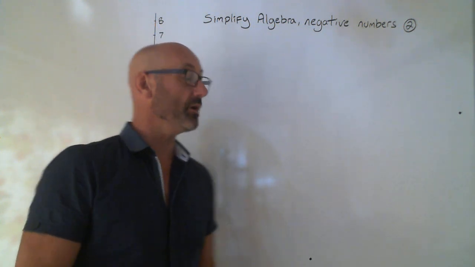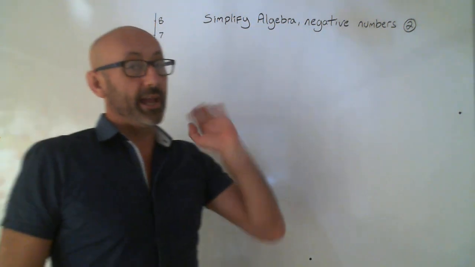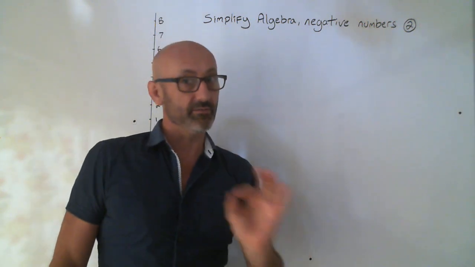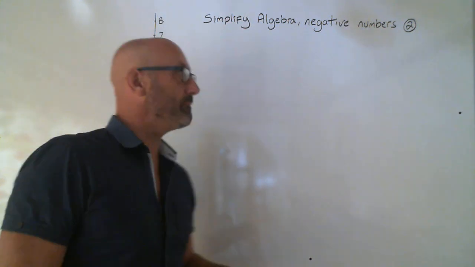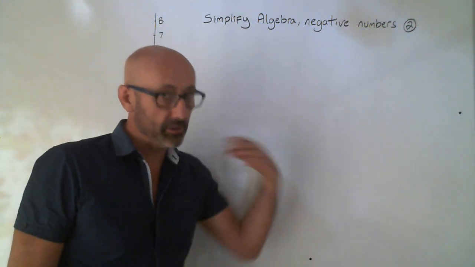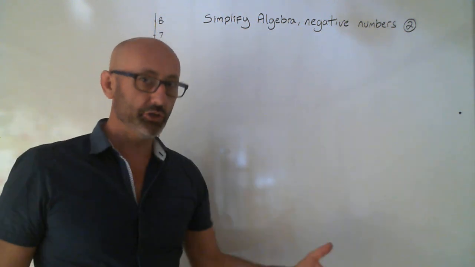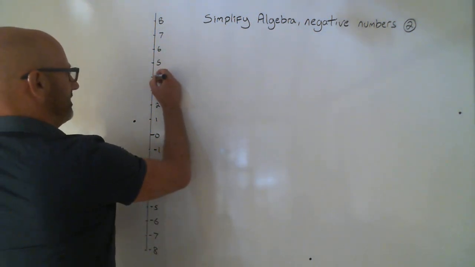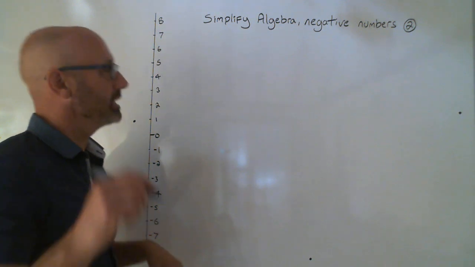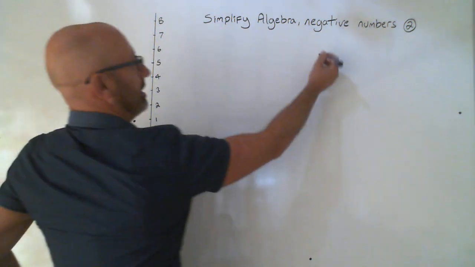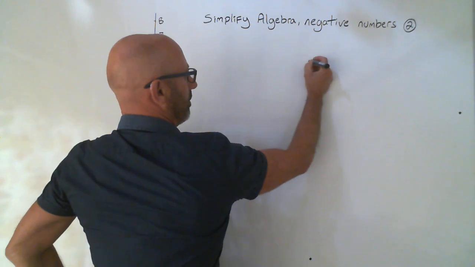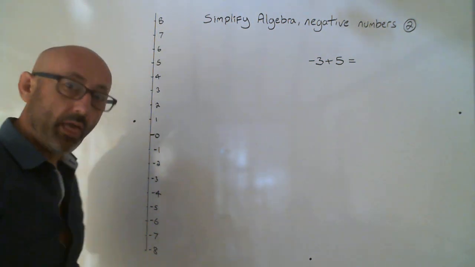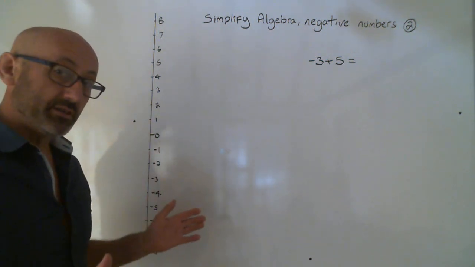This is the second video in my Simplifying Algebra series, and the next logical step is to look at negative numbers. Before we apply it to algebra, I want to make sure we can do negative numbers generally. So I want to make sure we are thinking correctly. For instance, if I said to you, what is the answer to that? Would you know what the answer is?